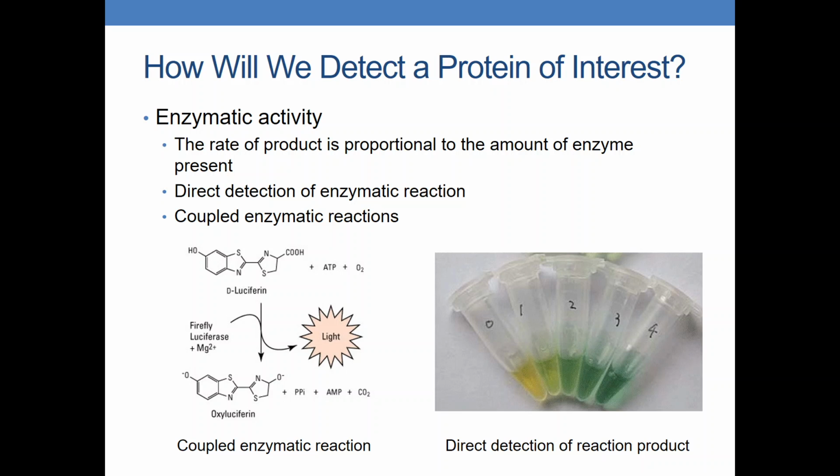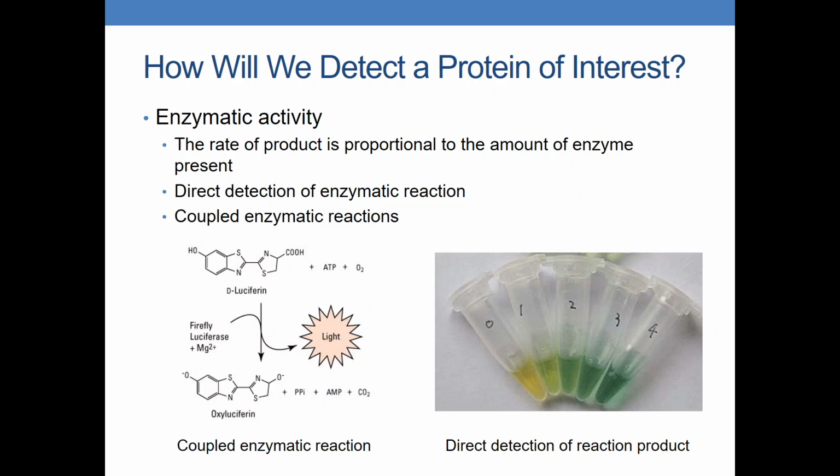Generally, there are multiple ways to go about this, but we're going to focus on two of them. The first is going to be that of enzymatic activity. If your protein is an enzyme, it has some sort of catalytic function, you should, with each subsequent purification step, be able to follow the enzymatic function of that enzyme. You should be able to follow the reaction that it catalyzes, and that will tell you whether or not you have retained your protein.